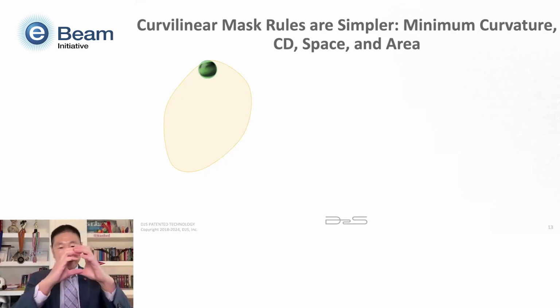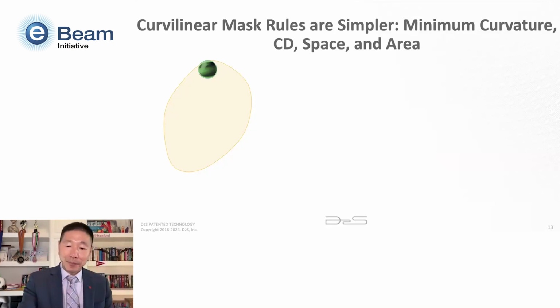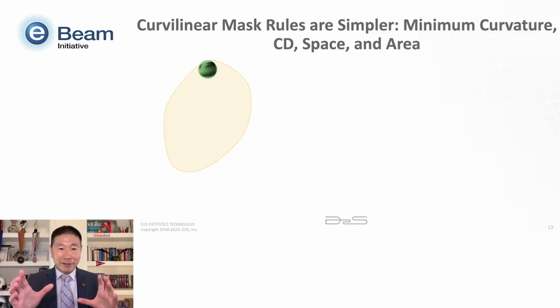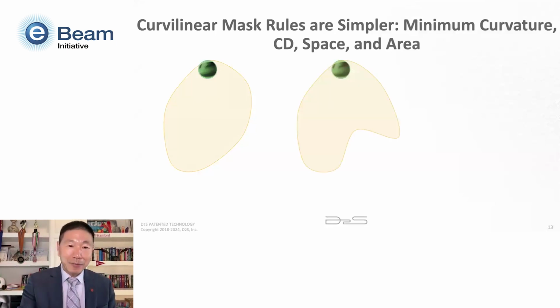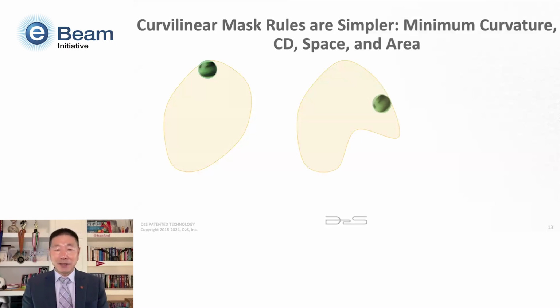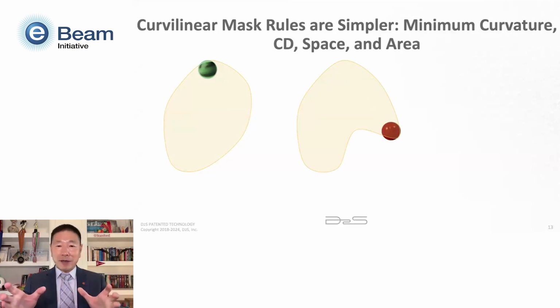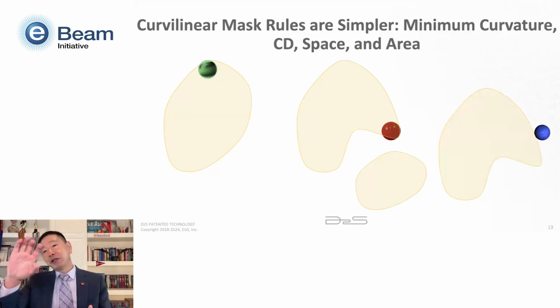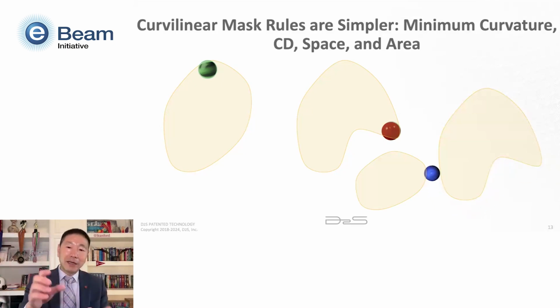If you have a certain sized ball, the diameter can be your minimum CD. So if you roll the ball along the contour inside your pattern, if it doesn't get stuck, that means it satisfies the minimum CD rule. If it gets stuck somewhere like here, that means this place violates the minimum CD rule. And similarly, you can roll the ball outside of the pattern. If it is stuck, that means it violates the minimum space rule.